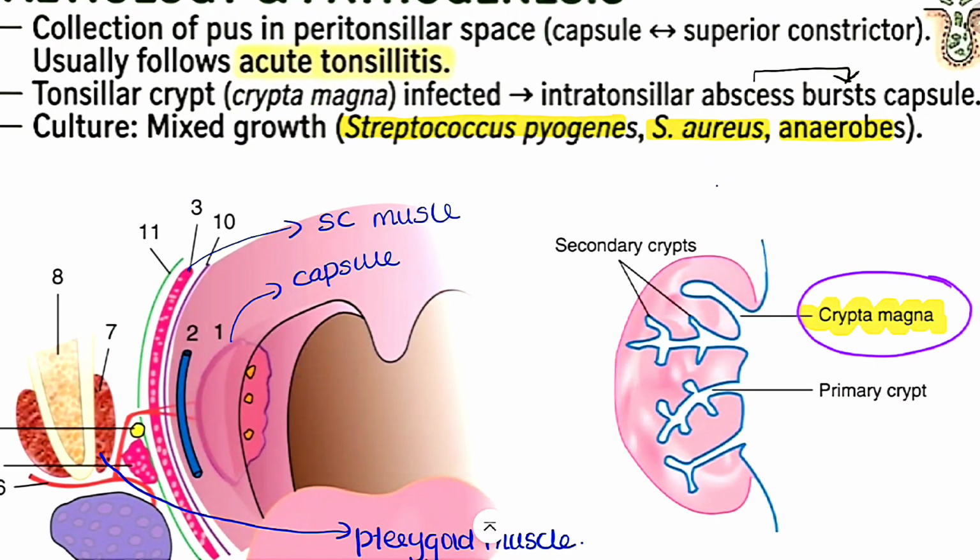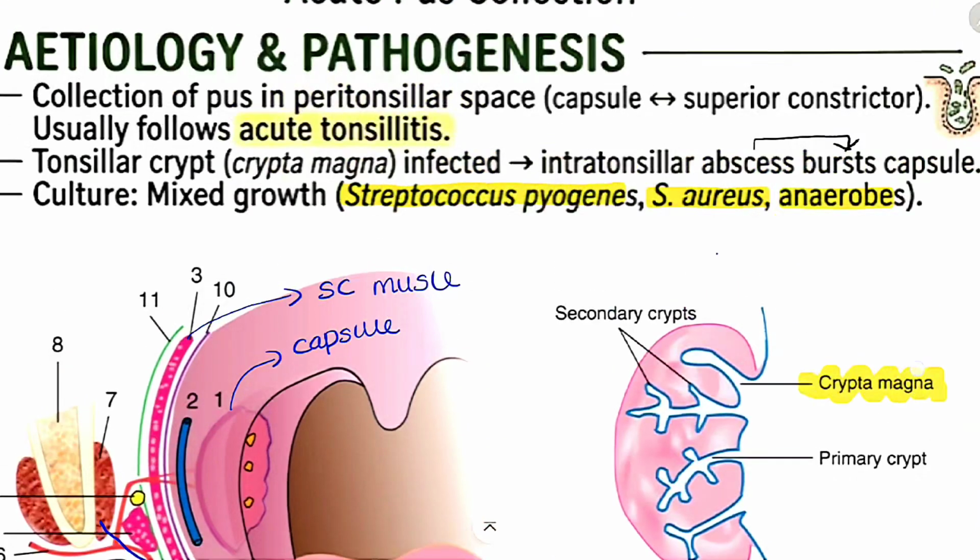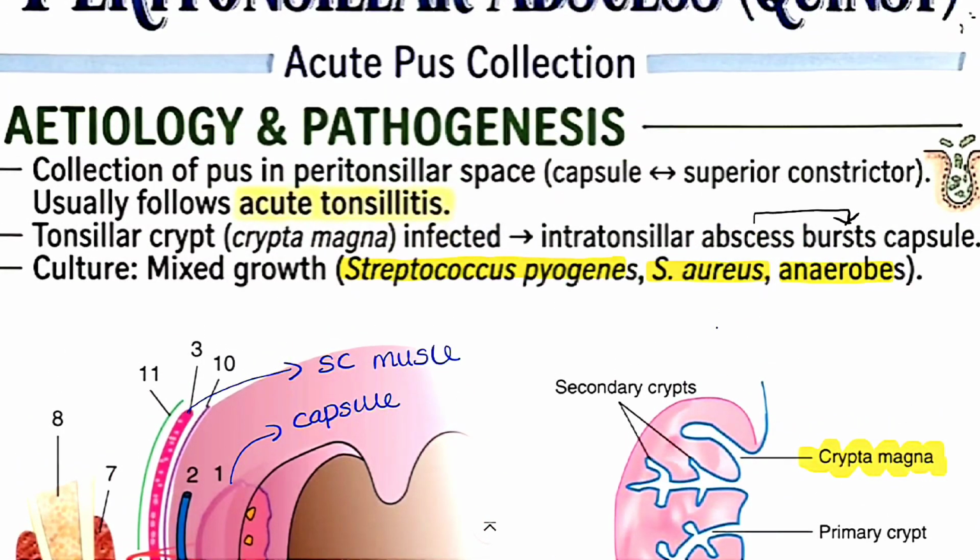Mostly the crypta magna, the largest crypt of the tonsil is affected, and when these crypts are affected, it can first cause intratonsillar abscess, and intratonsillar abscess causes burst of the capsule which can later spread to this peritonsillar space causing peritonsillitis, which will eventually result in quinsy or the peritonsillar abscess.